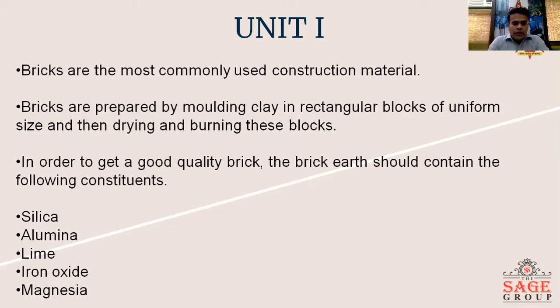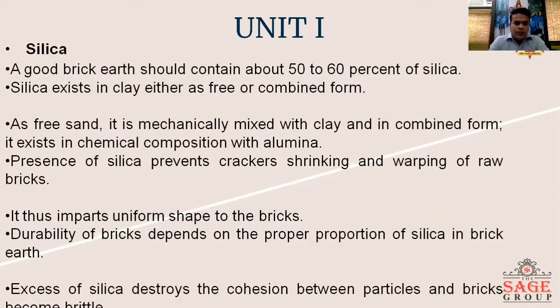In order to get a good quality of brick, the brick earth should contain the following constituents. That means the materials which are contained in a brick, like silica, alumina, lime, iron oxide, and manganese. First of all, let's talk about the silica. A good brick earth should contain about 50 to 60 percent of silica. That means the main material in brick is silica, which makes up 50 to 60% of it.